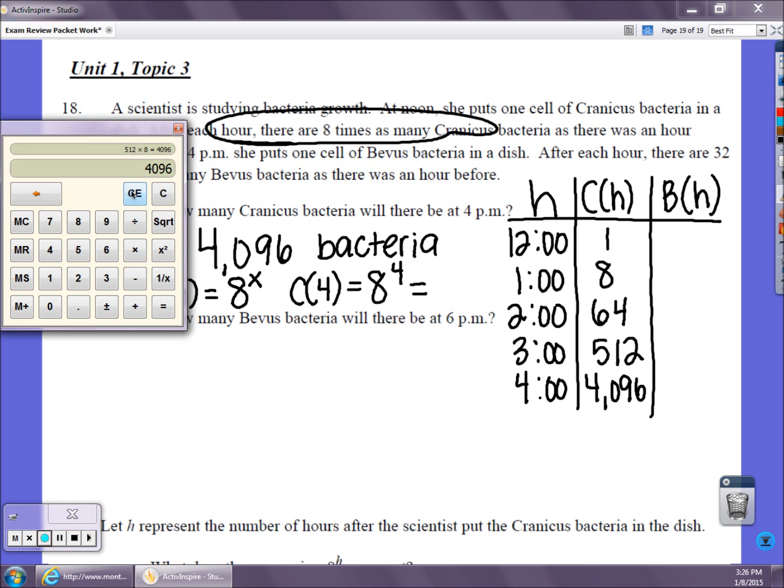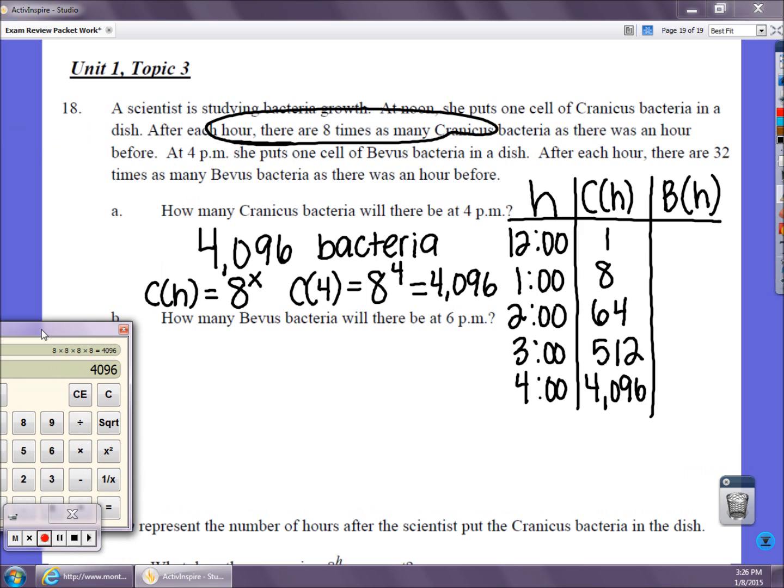So let's try it out. I get, well, let's see, 8 times 8 times 8 times 8, 8 to the 4th power. Sure enough, we get 4,096. So the reason I did that, I want to show you 2 different ways to get to the same answer. The most efficient way is probably going to be that equation here, C of H equals 8 to the power of x. But notice we got the same answer with our table. So don't be afraid. There's always more than one way to get to the right answer.